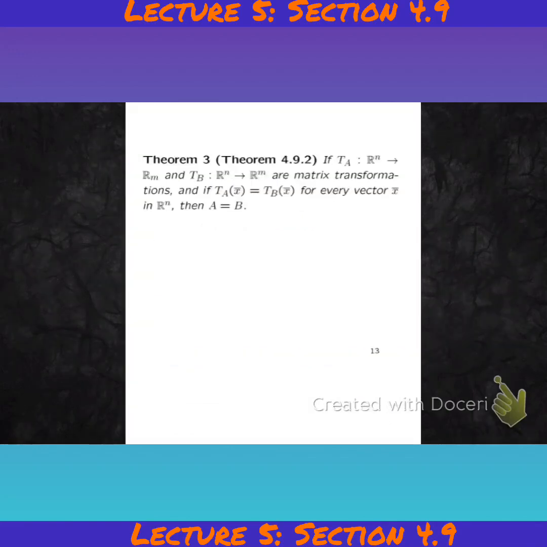The last theorem just gives you a condition for when the standard matrices of two transformations are the same. So if you have one matrix transformation TA and another matrix transformation TB, and it happens that both of them are the same for every column vector x in Rn, then those matrices have to be the same. Now, again, this is not difficult to see.